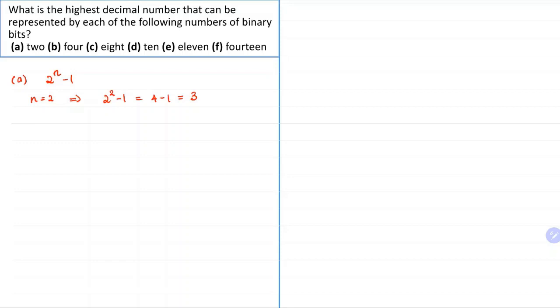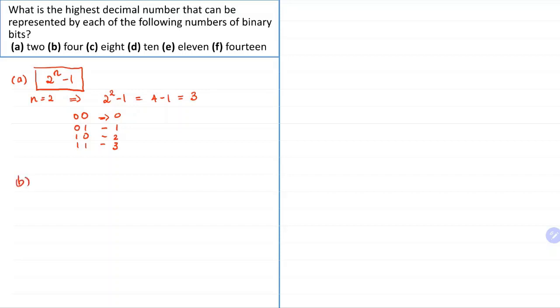So we're going from 00, 01, 10, 11. That will be 0, 1, 2, 3. Okay, so this is the standard formula to work out the highest number that can be represented with n bits.